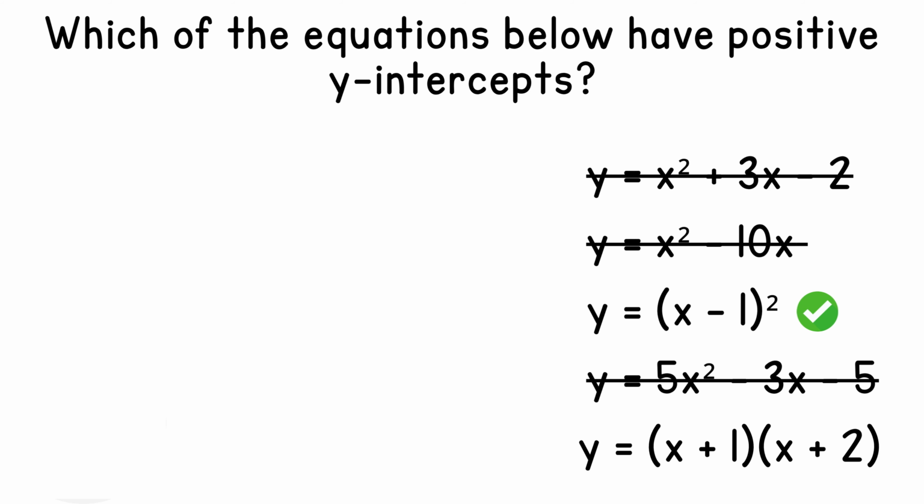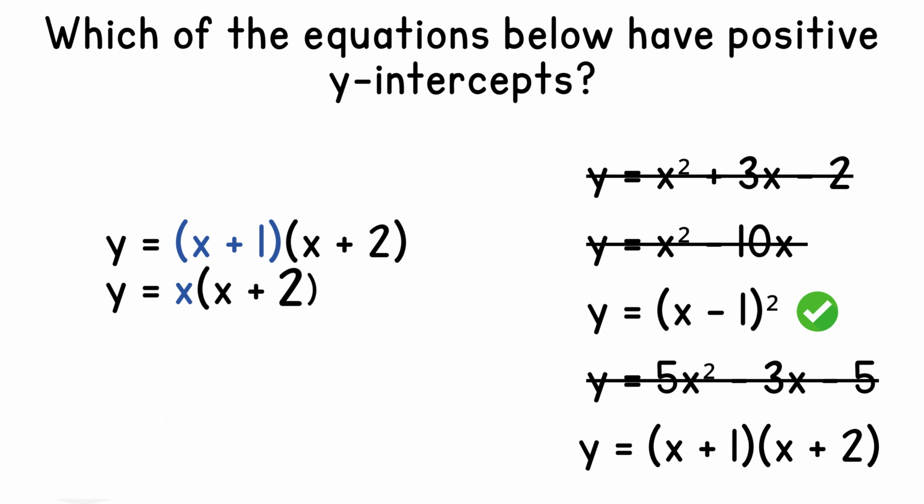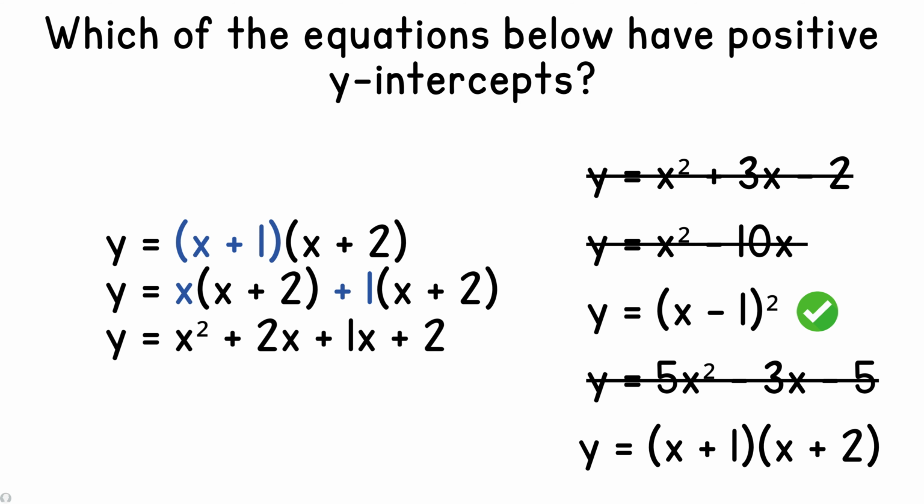Now let's look at our last one. We'll take our last one to expand it, and we'll distribute the x + 1 to x + 2. So we'll get x times (x + 2) plus 1 times (x + 2). This gives us x² + 2x + 1x + 2. And we can see that our constant is positive 2. So this one also has a positive y-intercept.